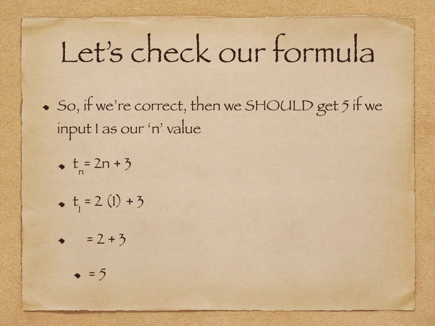So let's check our formula. If we're correct, then we should get 5 when we input 1 as our n value. So just like I said, Tn equals 2n plus 3. And you'll notice that I'm doing this in the way that I expect you to answer it. First line is the formula. T1 equals 2 times 1 plus 3. 2 plus 3 is 5. So therefore, term 1 is 5.